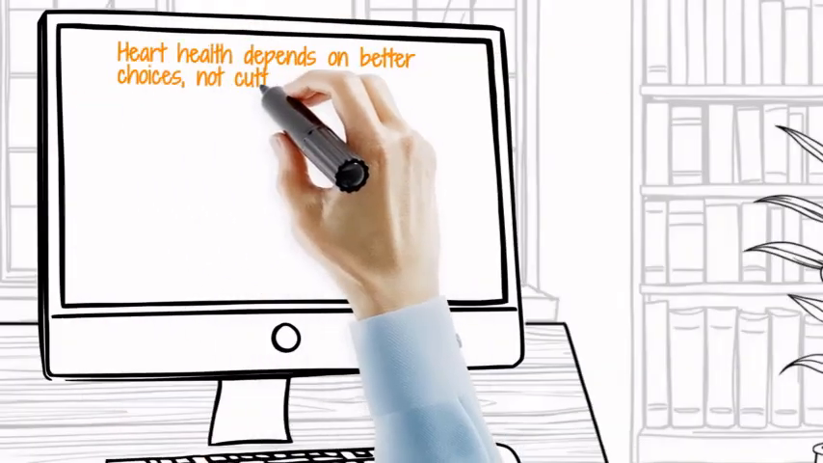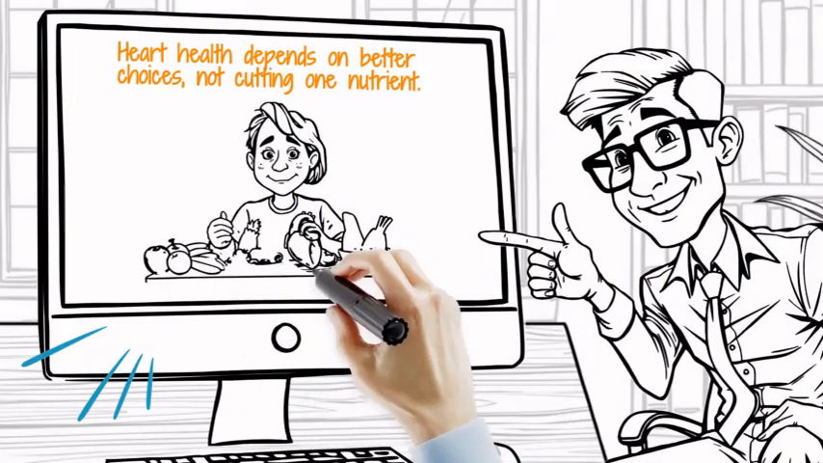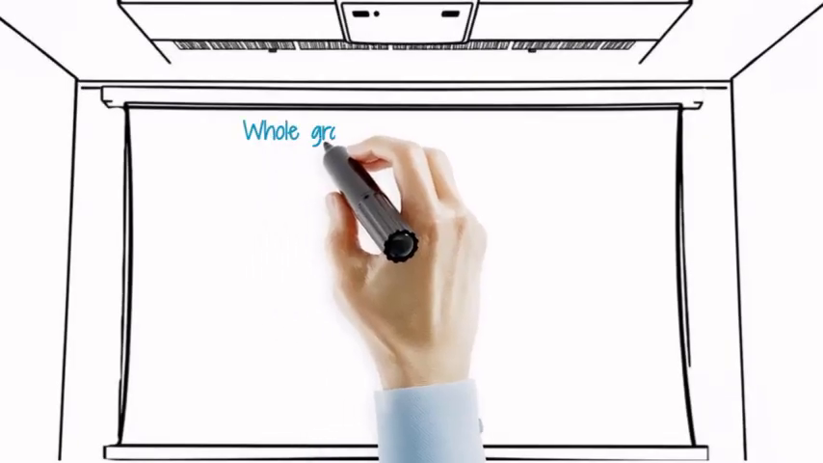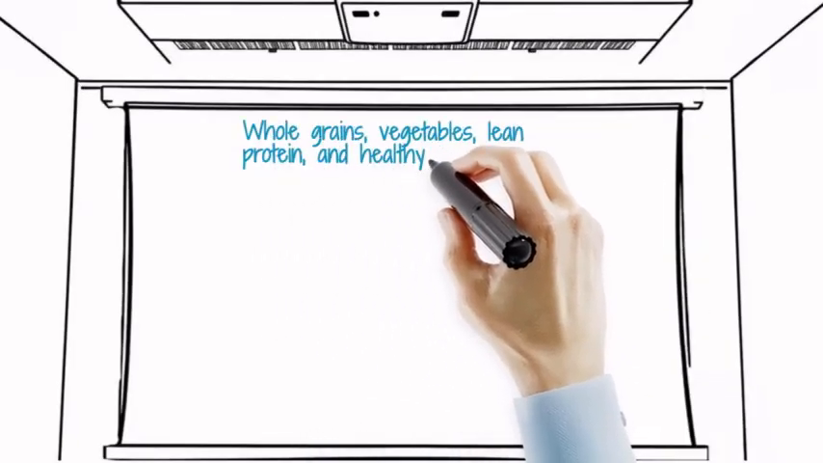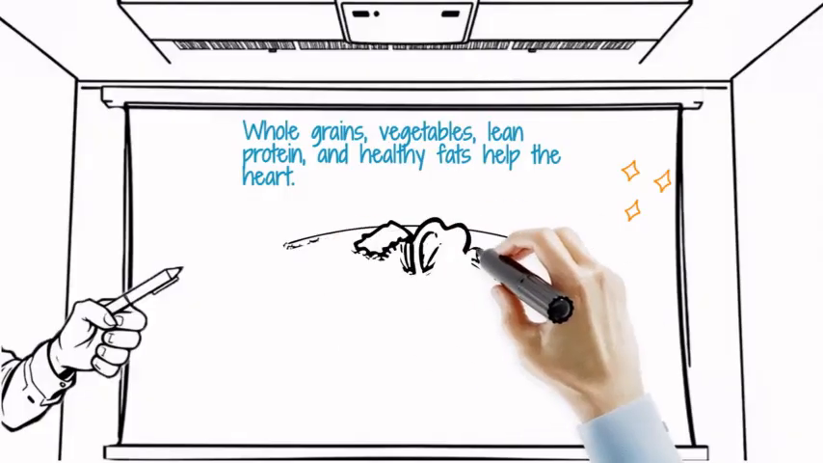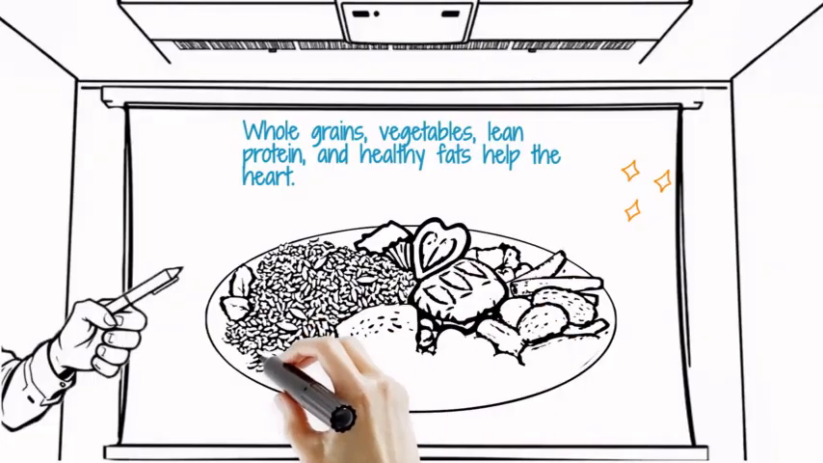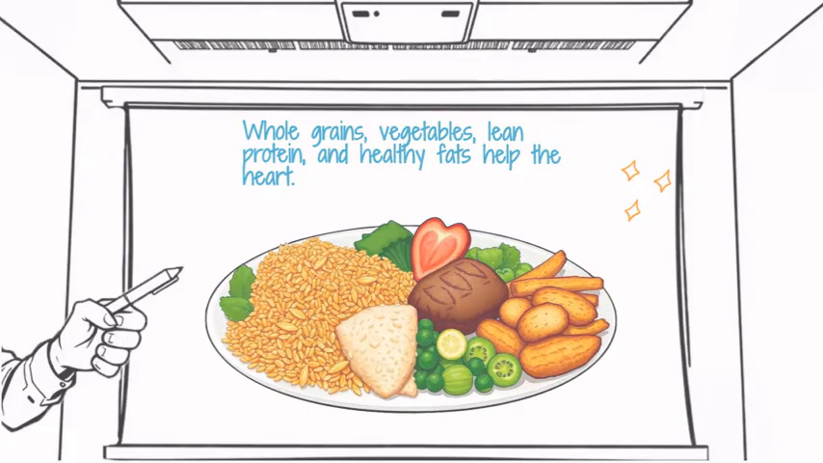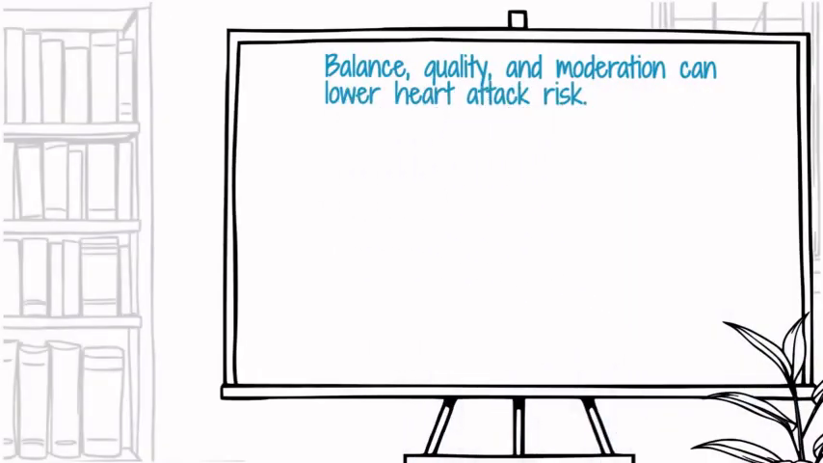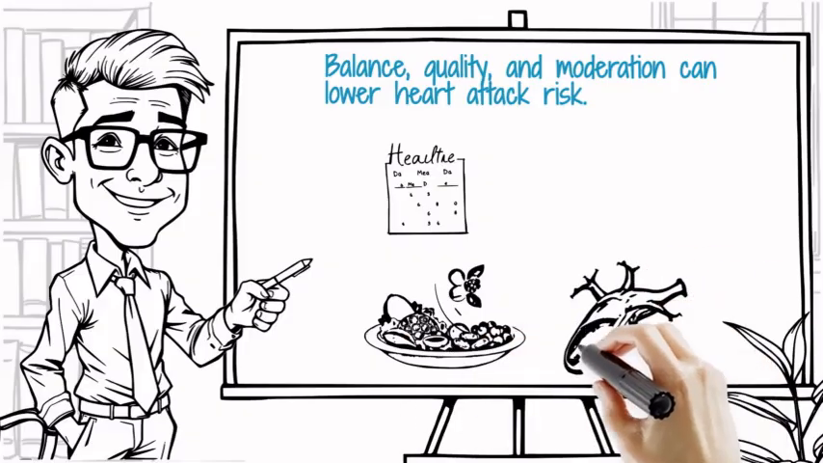The biggest lesson is that heart health is not about cutting out one nutrient. It is about choosing better versions of each one. A meal built around whole grains, vegetables, lean protein, and healthy fats supports the heart far better than a diet full of sugar, refined flour, processed meat, and fried food. If you want to lower your risk of heart attack, think balance, quality, and moderation. What you eat every day can either protect your arteries or slowly damage them.